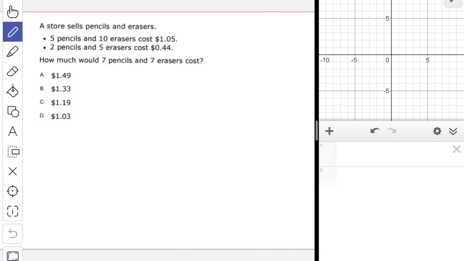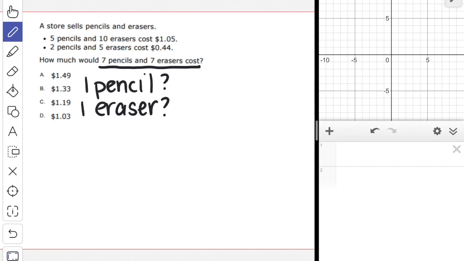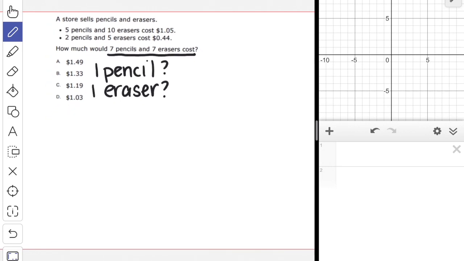So when I'm looking at this particular problem, they want us to figure out how much 7 pencils and 7 erasers cost. So we first need to figure out how much 1 pencil costs, and then how much 1 eraser costs. Once we can find out how much 1 of each costs, then we can figure out how much 7 and 7 cost. So we're going to start by defining our variables. We can say that x is going to represent the cost of the pencil, and y is going to represent the cost of the eraser.